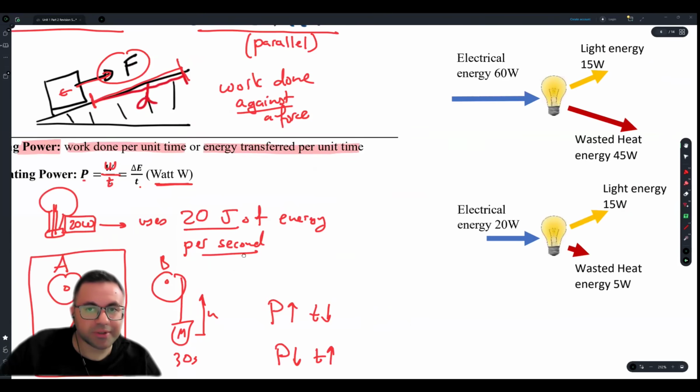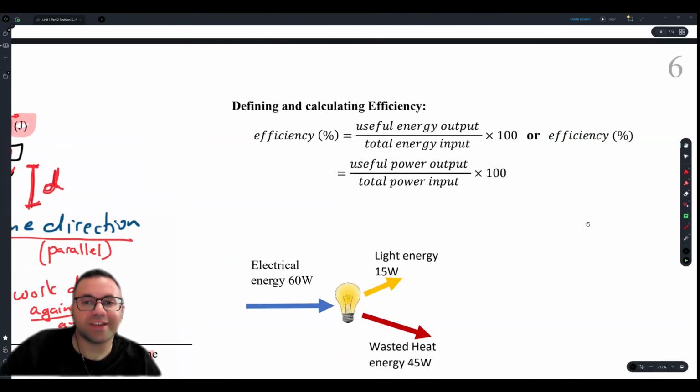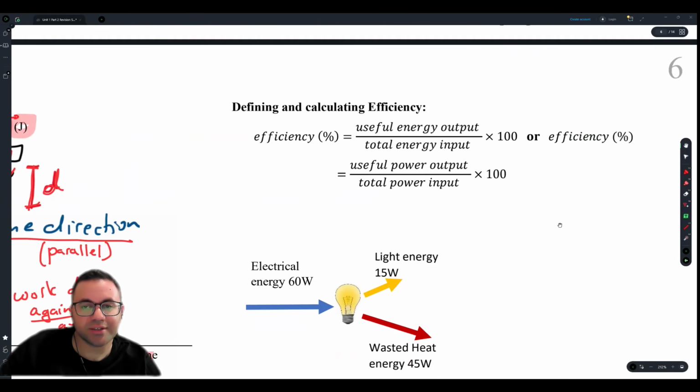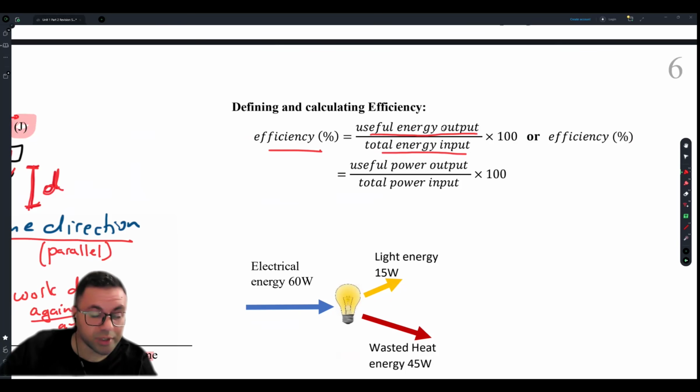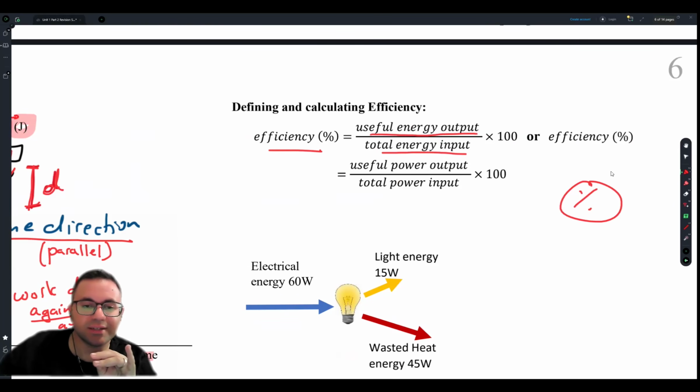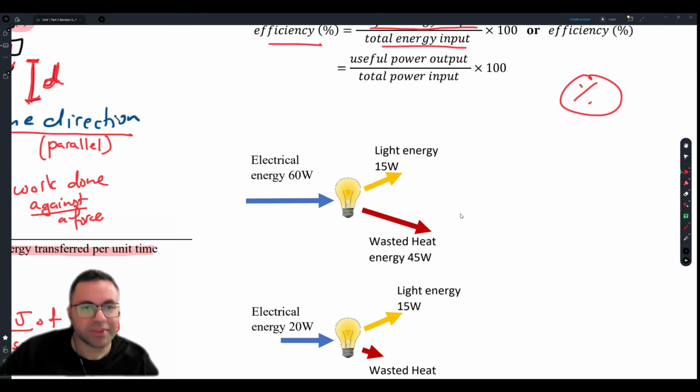The final thing in this chapter is the concept of efficiency. If I ask you to define it, efficiency is the ratio of the useful energy output divided by the total energy input, or power output over power input. They're both fine. It always gives you a percentage, but what does it mean? Take a look at this next diagram.